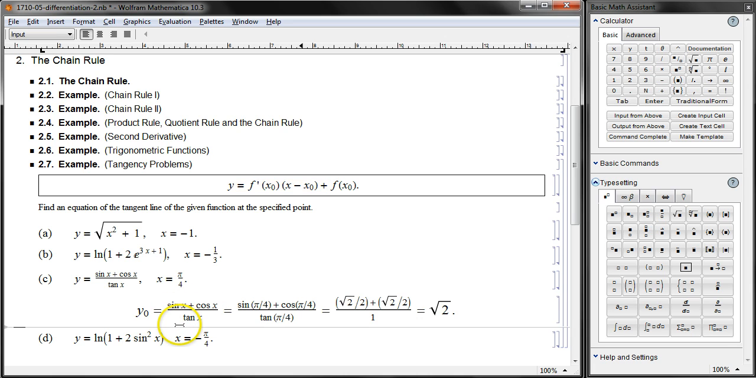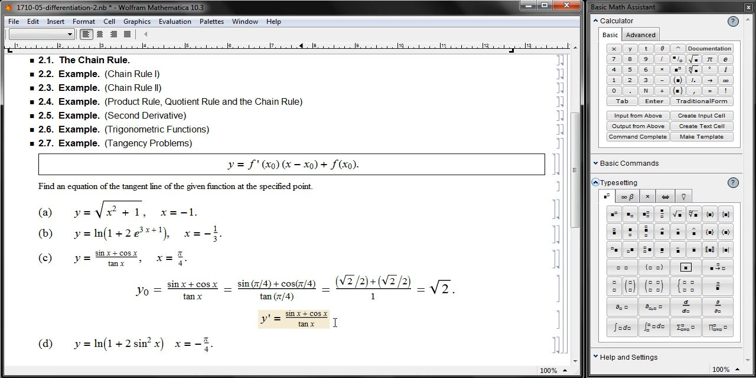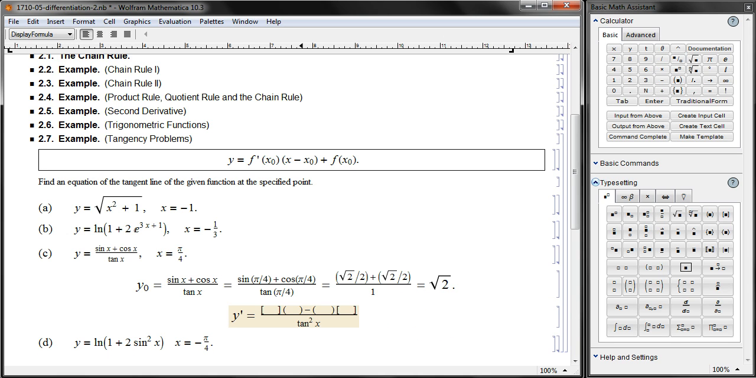Next, let's find the derivative. We need the derivative of this, and clearly this is going to be a quotient rule: the denominator squared, and then you're going to need u prime v minus u v prime. Let me extend the font again. Okay, this is what we want.